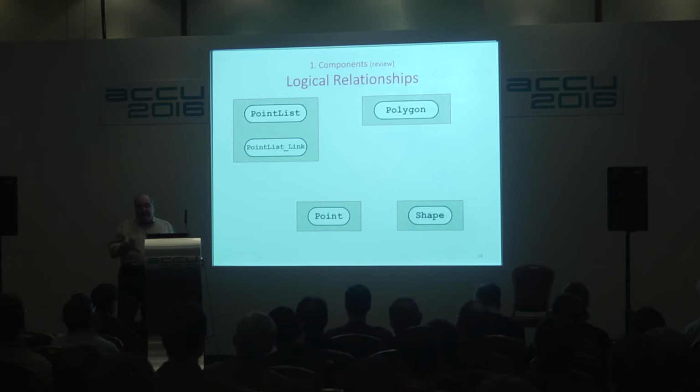All right, next, logical relationships. Here we have a shape, a polygon, a point, and a point list. Now the shape is an abstract class, so we're going to see a little inheritance thing going on here.